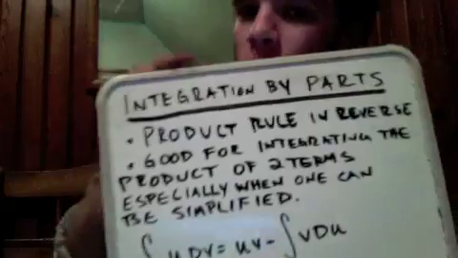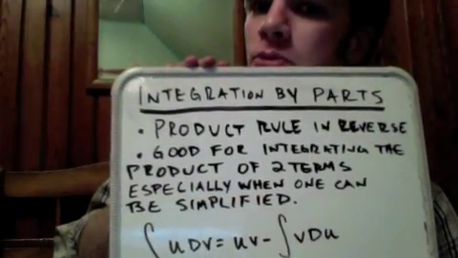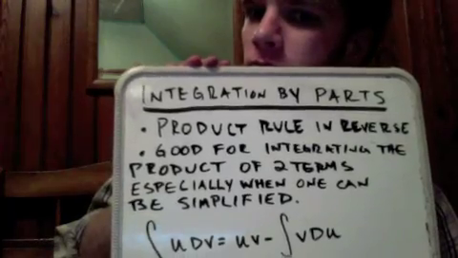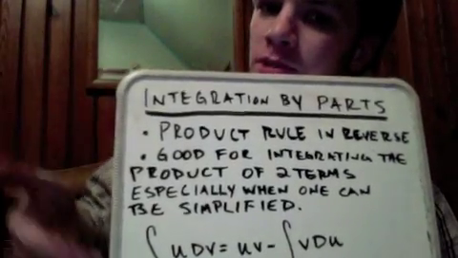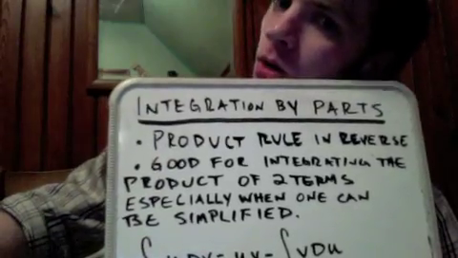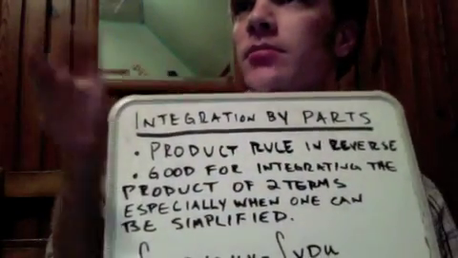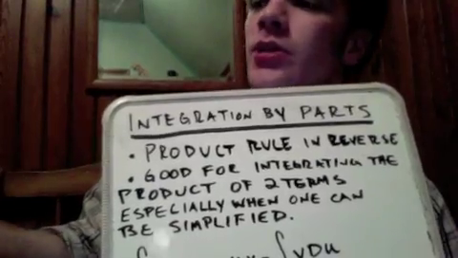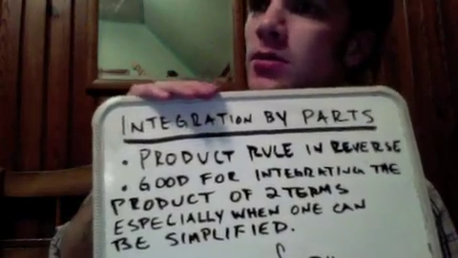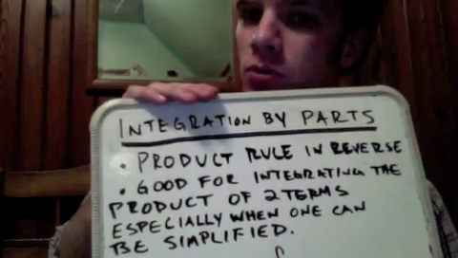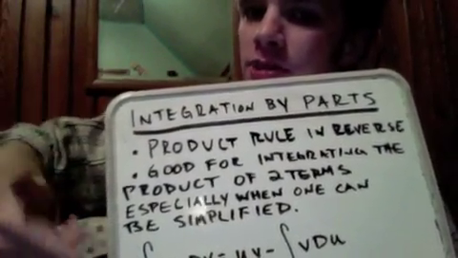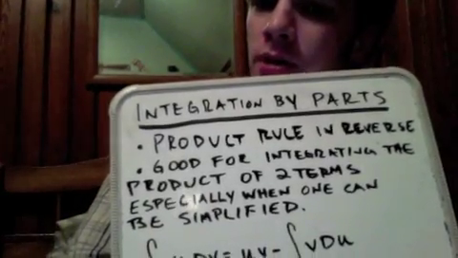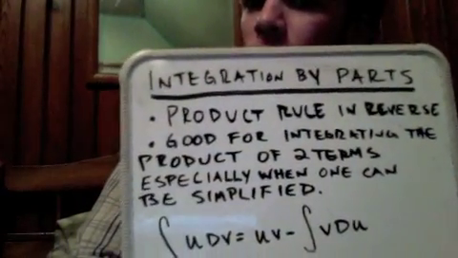Integration by parts is used if you have two terms that are multiplied together, and especially when one of those terms can be integrated or differentiated into a term that's a lot easier. And I will show you, you're going to integrate one, as you see here, and differentiate the other. And I'll show you here what I mean by that and what you'll be doing here.